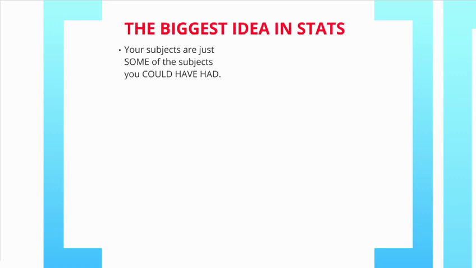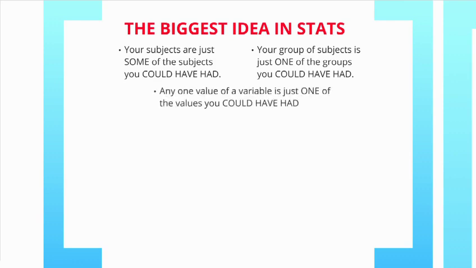You could have had other cars or other guinea pigs. Your group of subjects is just one of the groups you could have had. You know, I've got 40 guinea pigs. Well, I could just as easily have had a different 40 guinea pigs. There are lots of groups that I could have had. So therefore, any one value of a variable is just one of the values that I could have had.